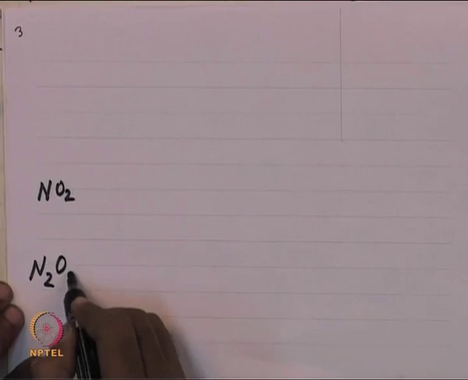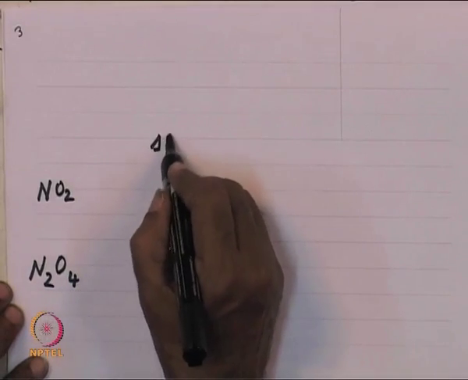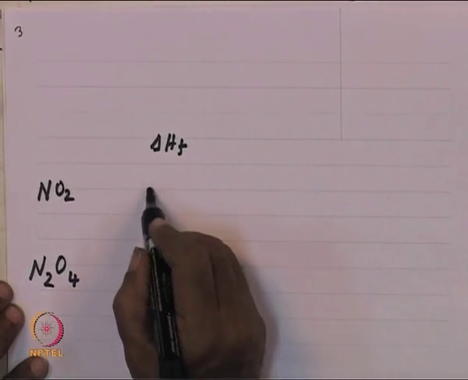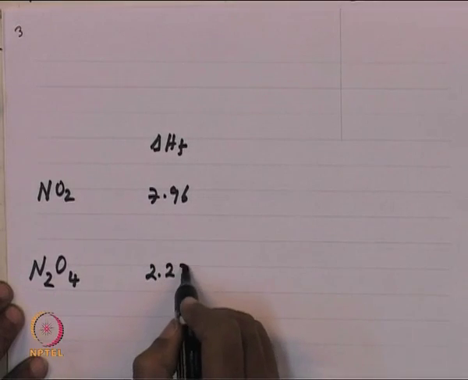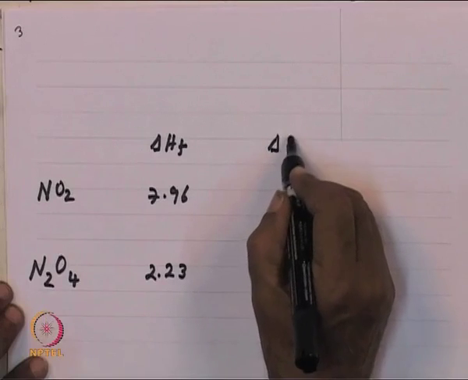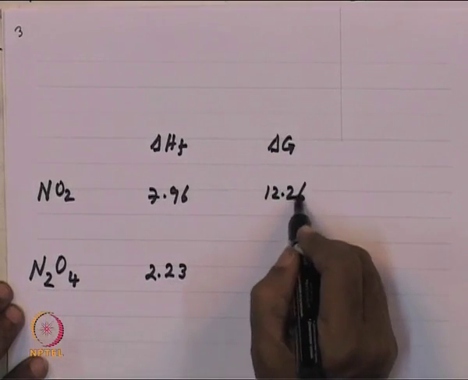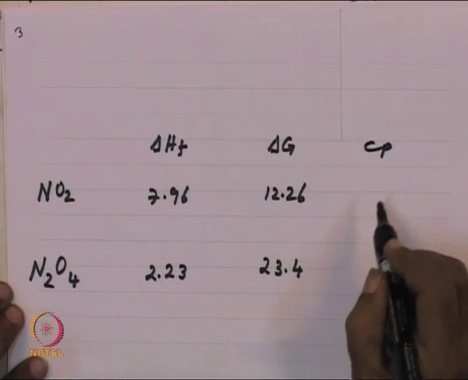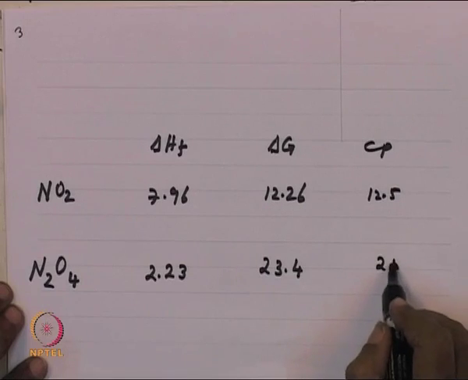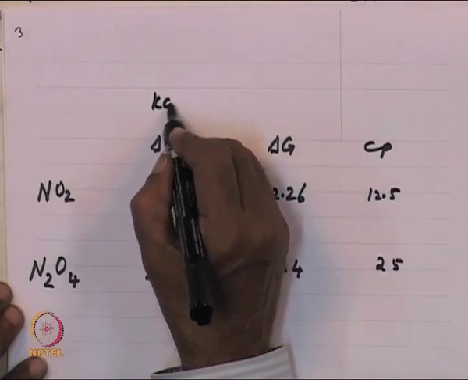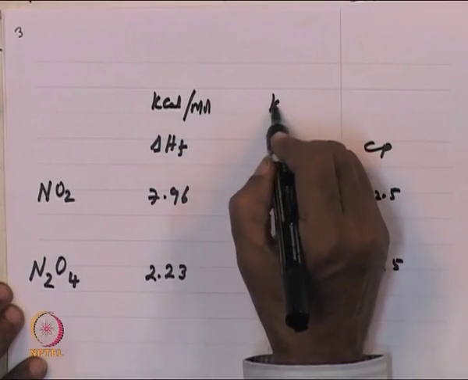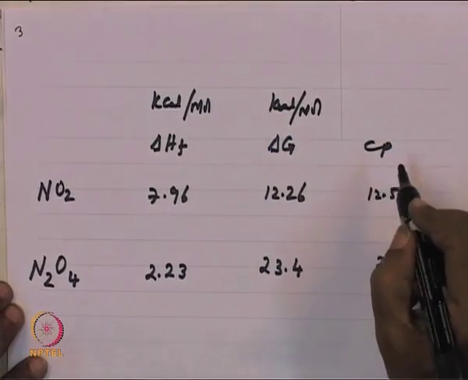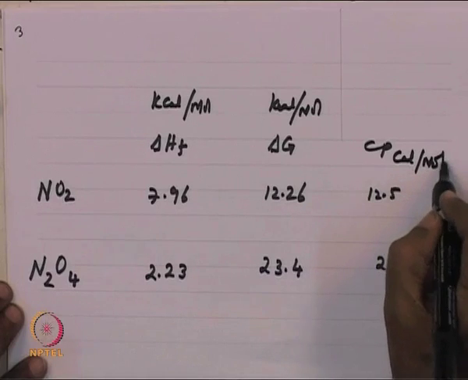If you look at some data on this system, data looks like this: NO2, N2O4. So, you have delta HF 7.96, 2.23, delta G 12.26, 23.4, Cp specific heat 12.5 and 25. Units are kcal per mole, kcal per mole. This is calories per mole degree K.